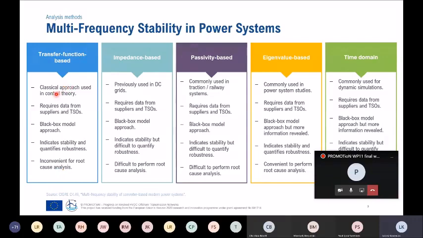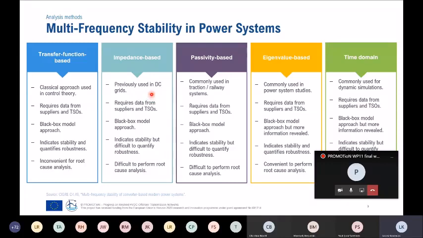Transfer function based is very much from the classical approach used in control theory, where robustness can be quantified and stability indices can be defined. However, there are some challenges with respect to root cause analysis. Very similar is impedance based, which is useful to determine whether the stability is assured or whether there is some risk of instability, at least with respect to linearized system investigation.